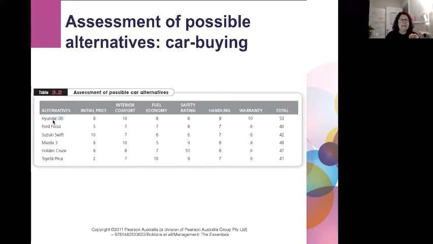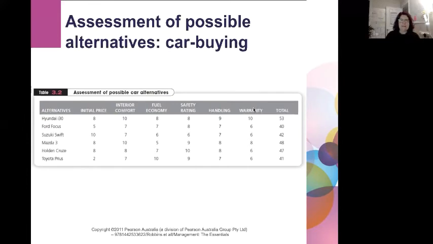So in this case, they've obviously looked at the price of a Hyundai and given it 8 out of 10, in that it's probably a cheaper car than, say, a Toyota Prius, which they've only given 2 out of 10. And then they've probably gone and sat in each of these cars and rated the interior comfort, and they've given the Hyundai 10 out of 10 because it's a super comfy car. Some of these other ones are less comfy, so they've given them 7s, and so on. They've looked at the fuel economy, the safety ratings, handling, and the warranty.